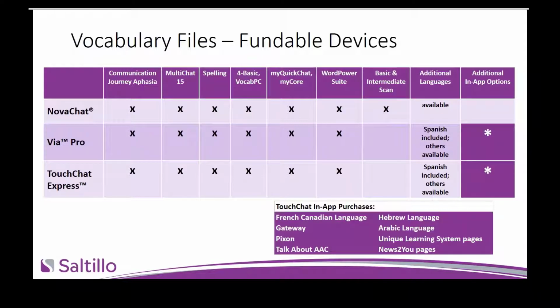Now you can see from this chart, there are going to be some differences depending on the vocab file you're using. So while most of them are the same, there are going to be some additions depending on the product line. For example, if you're using our VIA Pro or a TouchChat Express device, you're going to have additional in-app purchases that could vary between the language or possibly the features you want to use, such as the unique learning system or the news to you pages. And I think at the end, we're going to talk a little bit more about those two last options, so stay tuned.